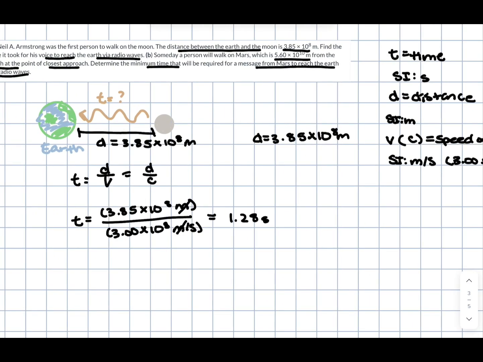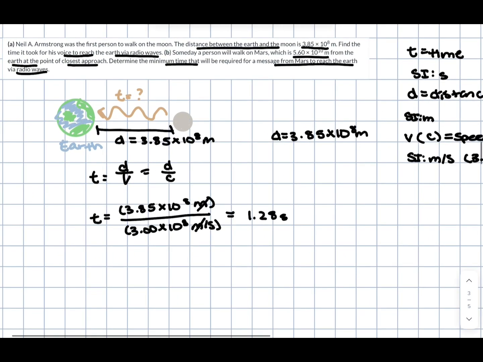The second part says, someday a person will walk on Mars, which is 5.60 times 10 to the 10th meters from the Earth at the point of the closest approach. Determine the minimum time required for a message from Mars to reach the Earth via radio waves. Okay, so we could draw Mars first.